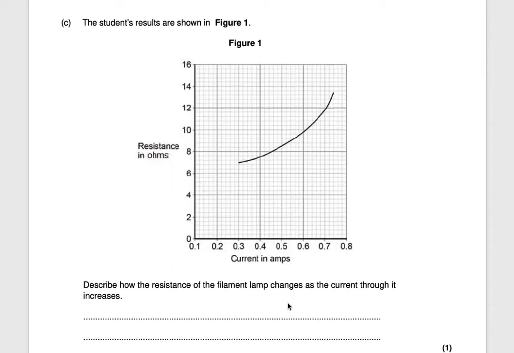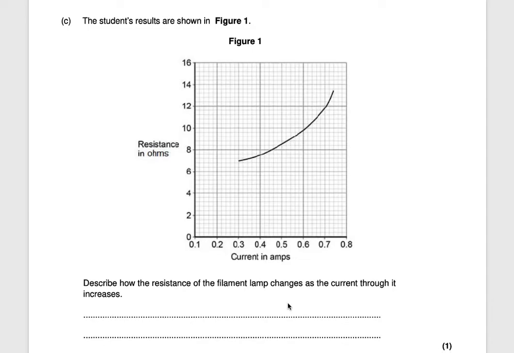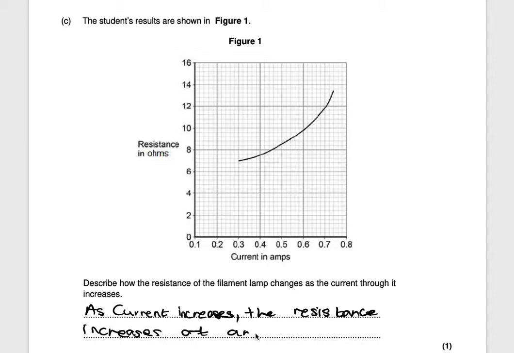Okay, next question. The students' results are shown in figure 1. Describe how the resistance of the filament lamp changes as the current through it increases. So as you can see, as the current increases, the resistance also increases. As the current increases, the resistance increases at an increasing rate. As you can see, it's getting more and more. Okay, so as current increases, the resistance also increases at an increasing rate, and that would get you 1 mark.